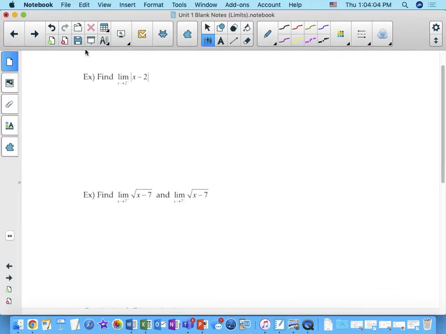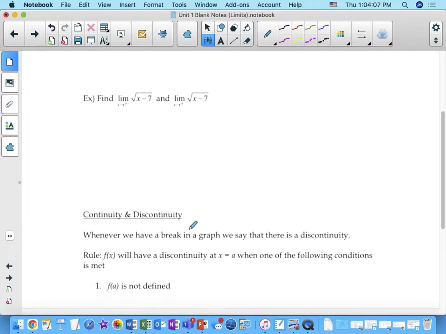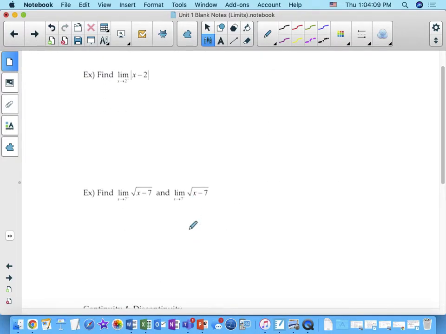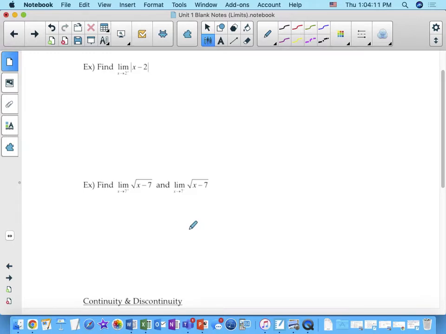All right. So we're going to do a couple of examples in the next 2 pages. Now, these would be questions that I would expect that you would be able to do without any graphing technology, right? So you have to kind of remember how to graph basic functions and what they're going to look like, okay? So find the limit as x approaches 2 from the right of the absolute value of x minus 2.